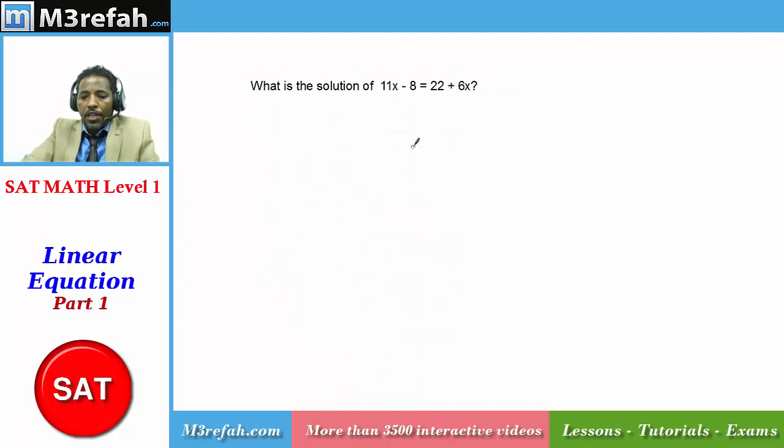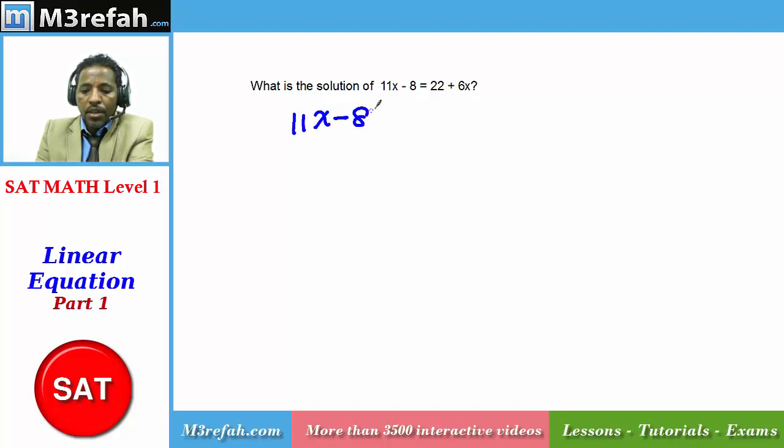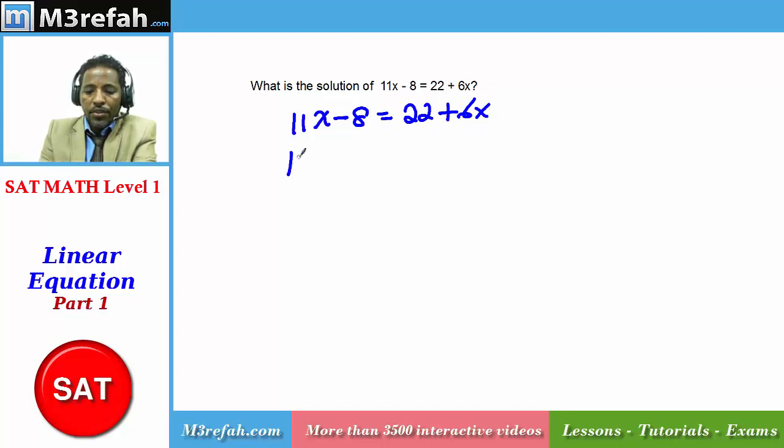What is the solution of 11x minus 8 is equal to 22 plus 6x? Here also, you will be collecting like terms on the same side. Terms containing variables will move on one side, and the numeric values should be collected to the other side. If you start this one, 11x minus 8 equal to 22 plus 6x. Collect all the x's on the left side.